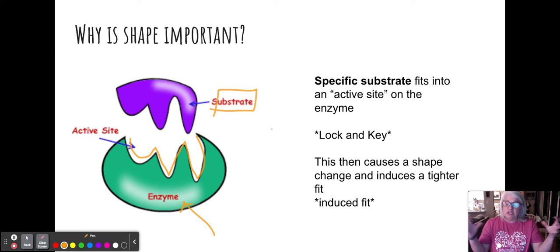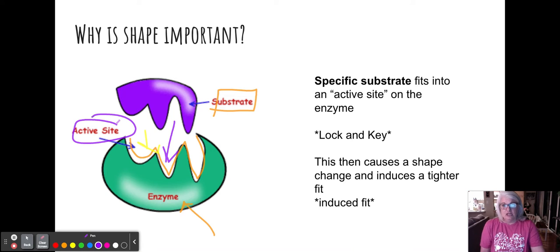Now, if I'm putting something together, I'm going to have more than one substrate because I'm going to take those two substrates, put them in there, and put them together. If I'm breaking something apart, I'll have one substrate, it'll fit in there, it'll break apart and move off. This area right here where the substrate fits into the enzyme, oh, you can't really see that yellow, is called the active site. The substrate, which is what the enzyme is working on, fits right into that active site, and that allows the enzyme to do its job, okay?